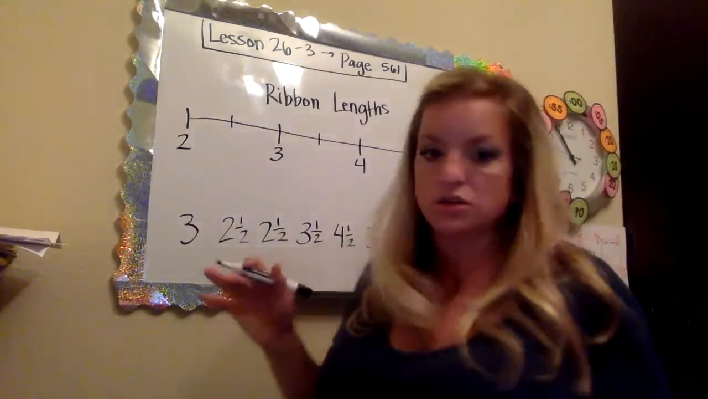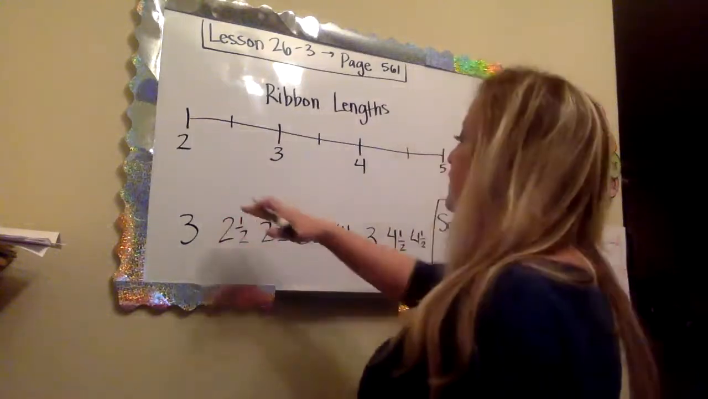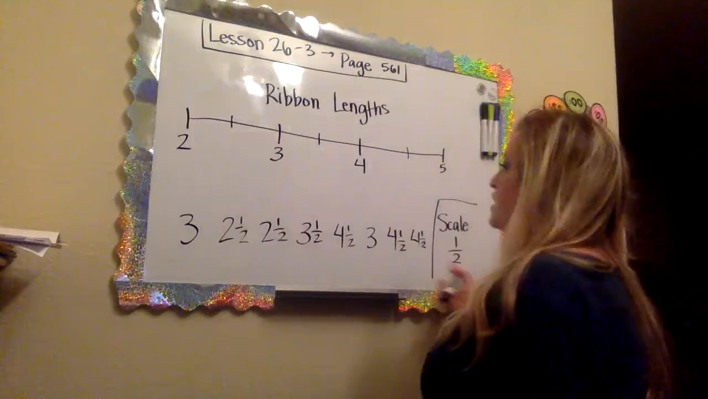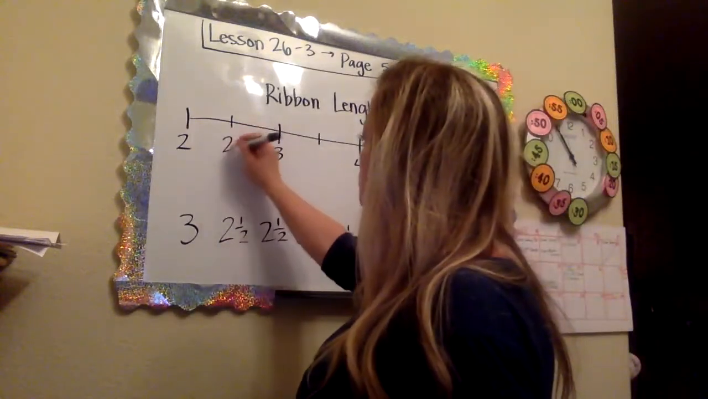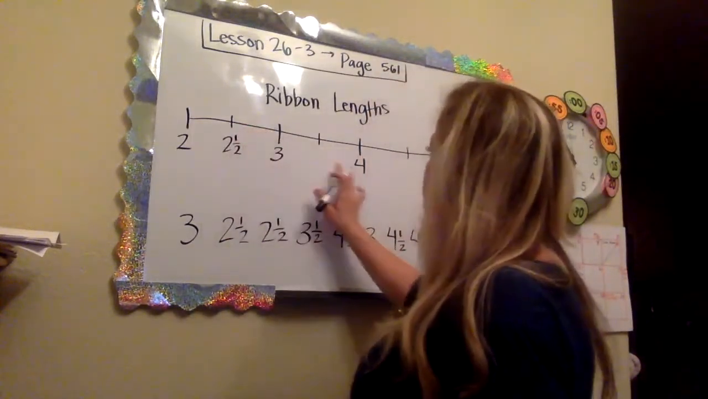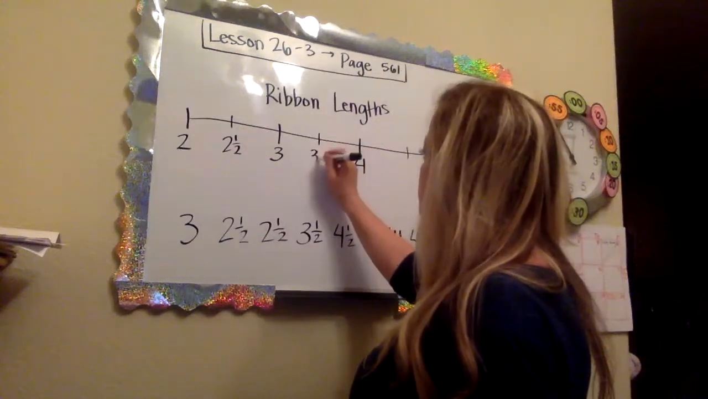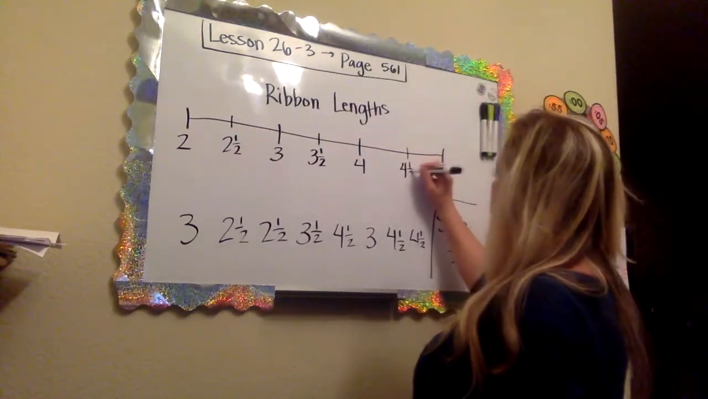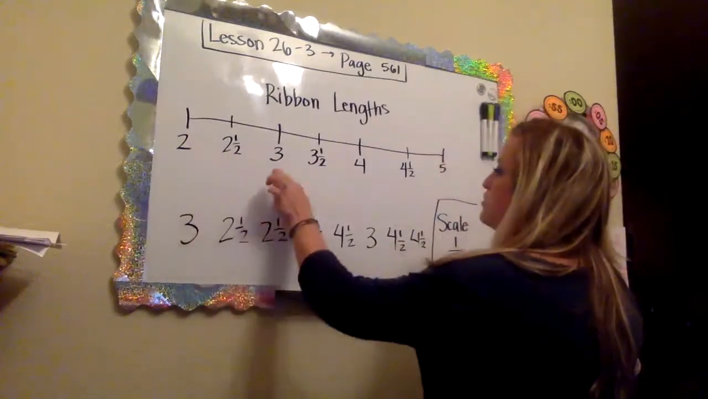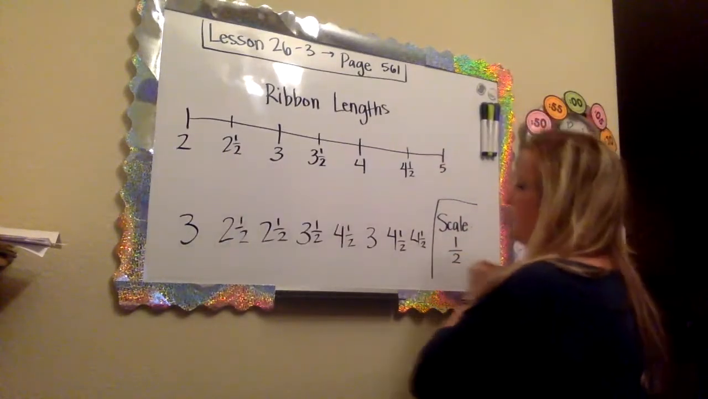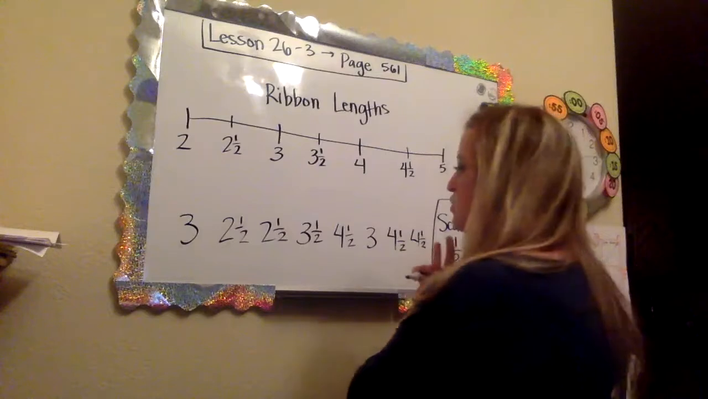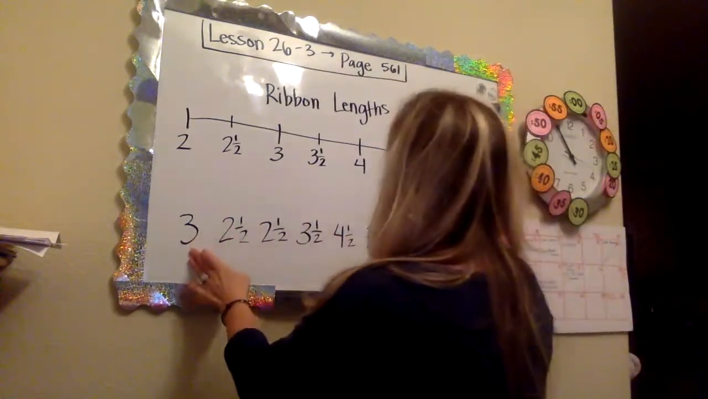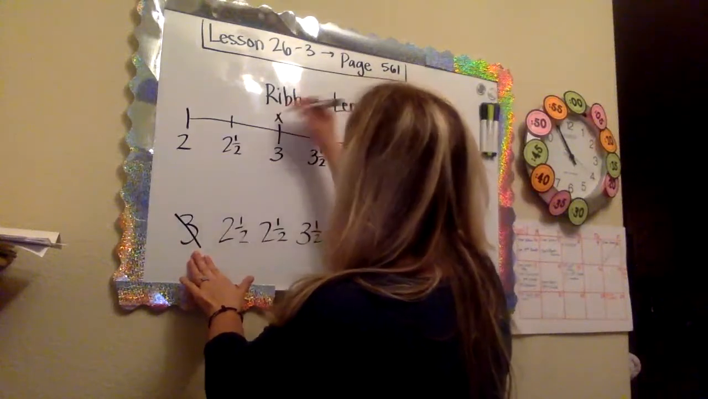So the first thing I'm going to do is, now that I know where I'm starting and where I'm ending, that's the first step. Second step is what is your scale? So I know that this is 2 1/2. This is halfway between 3 and 4, so it is 3 1/2. Halfway between 4 and 5 is 4 1/2. So every time you jump, you're upping it by 1/2 inches.